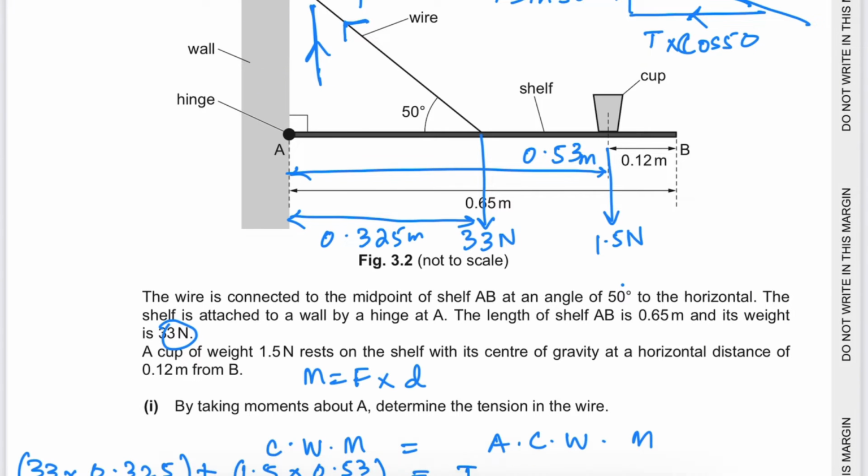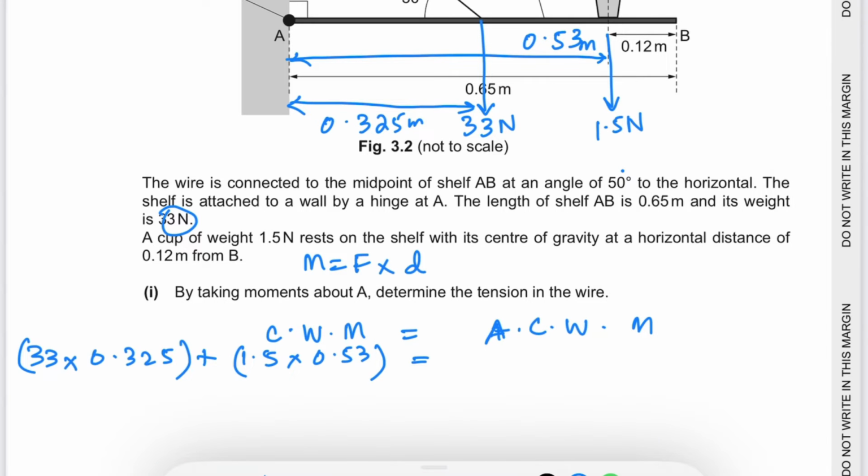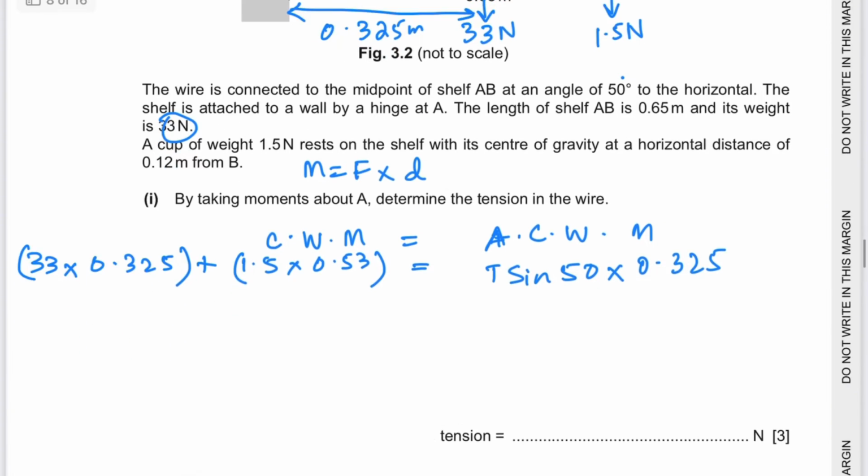So the force here is T sine 50, and the distance that it makes from the pivot. The midpoint is where the rope is attached. That means the distance we'll consider is from A up until the midpoint of the shelf, which is 0.325 meters. Therefore, tension would be equal to 46 newtons as your final answer.